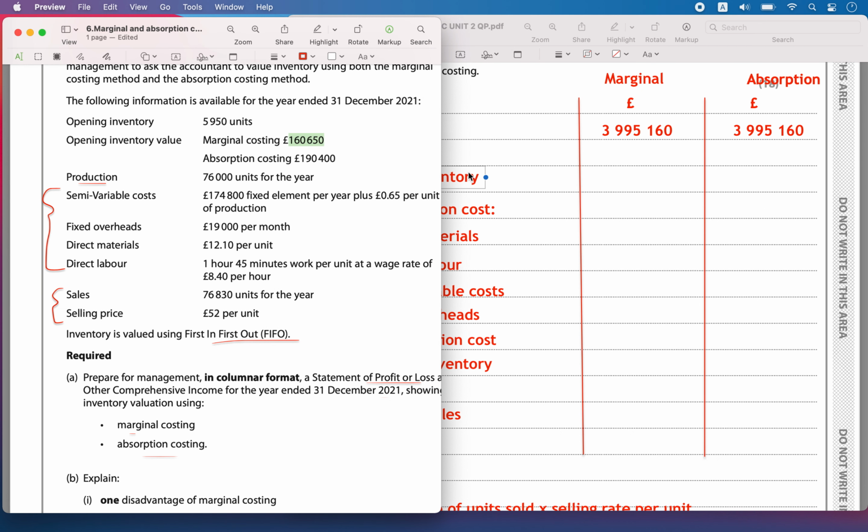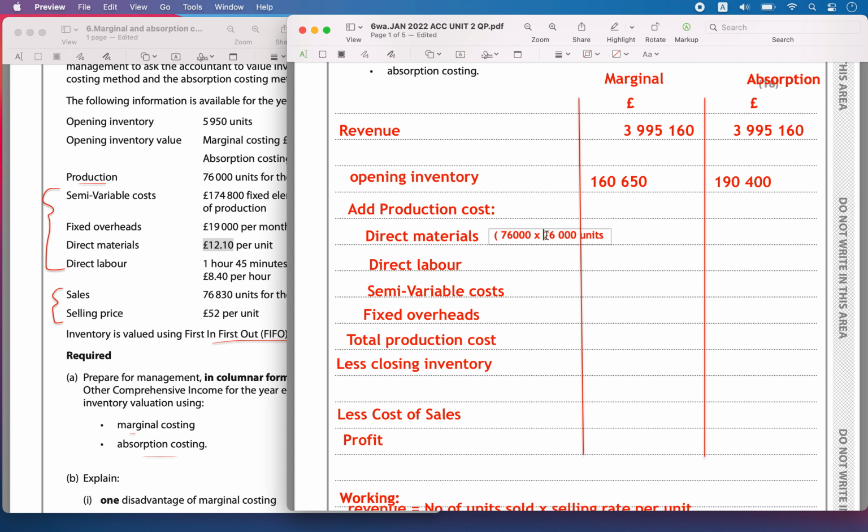That's opening inventory value. Now let's add up all the production costs. First one is direct material. So the direct material is number of units produced into the rate. So that is going to be equal to number of units produced, 76,000 units, into the rate, which is 12.10 pounds, right?